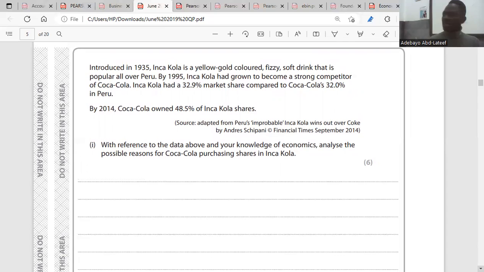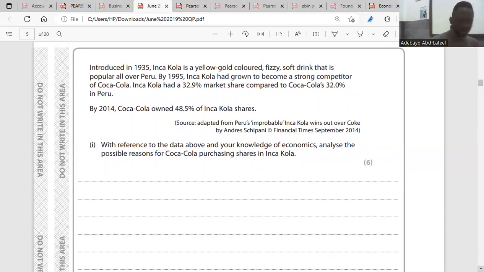Do you get what I'm saying? Because here we have 32.9 for Inca Cola, that's the market share for Inca Cola. Then Coca-Cola has 32%, which means Inca Cola is an attractive investment. So it's a business that is doing better than Coca-Cola based on the statistics.